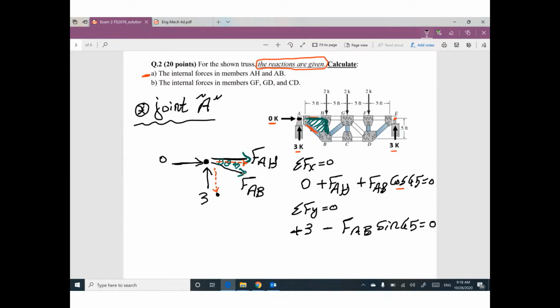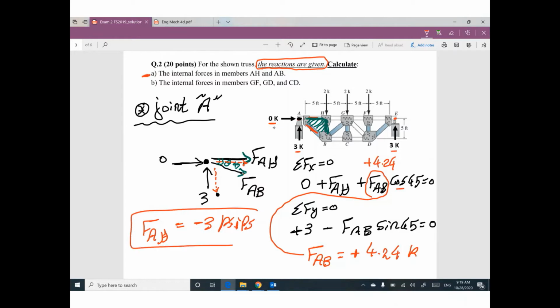From the second equation, I can figure out the value of FAB will be positive. How much? 3 divided by sine 45 degrees, it will be 4.24 kip. I can go back to this equation and put FAB equal positive 4.24. So I can figure out the value of FAH. It will be negative 3 kip.